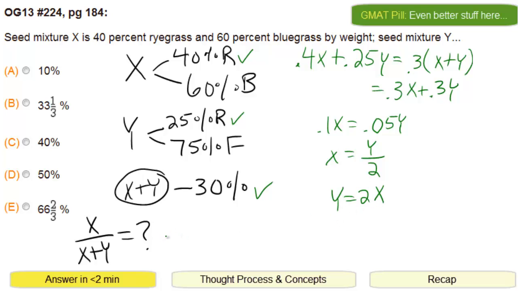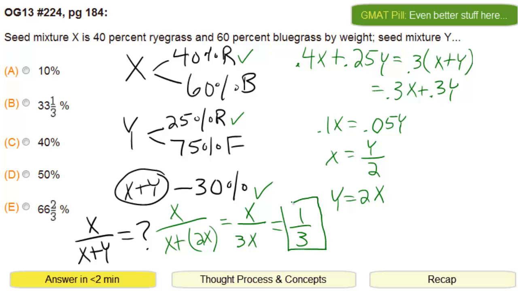Now, always go back to the original question. The original question asks you, what is X over X plus Y? So that's X over X plus, and then you plug in Y in terms of X, so you have 2X here. That gets you X over 3X. The X's cancel out, and you get 1 over 3. So this 1 over 3 is the answer, and in the answer choices, that is answer choice B right here.